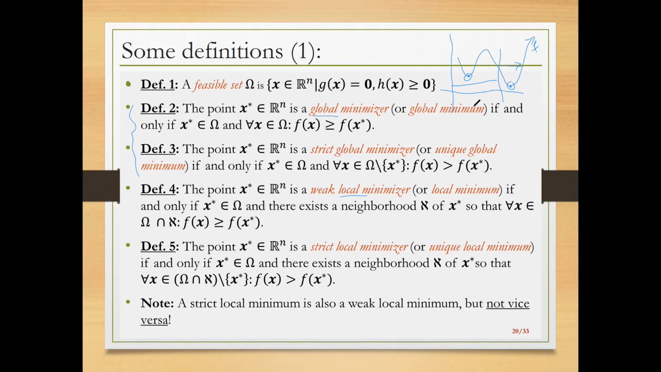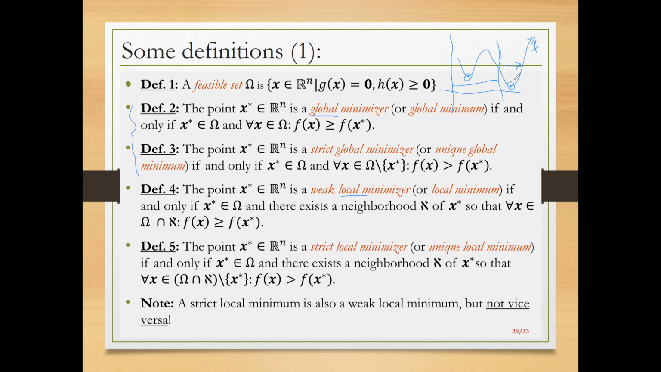Is it clear? Local minimum means within a given neighborhood. That means you do not have the entire information of the function, only the information of a given neighborhood. Within this neighborhood, the minimum value is this. But if I give you the entire function, you would say this is a local minimum, but the global minimum would be this.